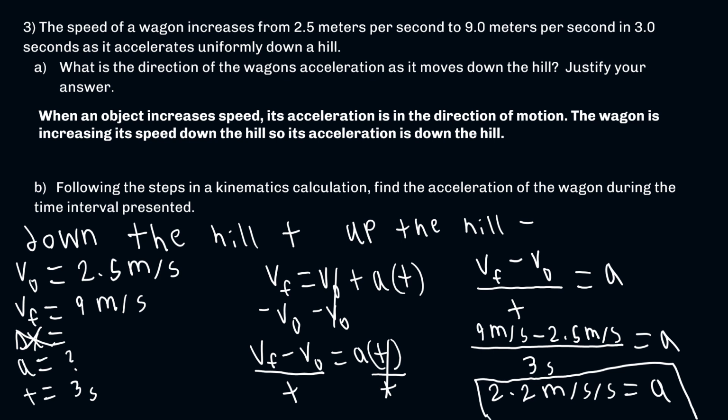Again, we made everything positive here, since going down the hill was positive. Otherwise, we would have had all negative numbers and it would have been weird. So when we plug everything in, 9 minus 2.5 over 3 should give me 2.2 meters per second per second. So it's gaining 2.2 meters per second every second of motion, or just 2.2 meters per second squared is also fine. So hope you found this explanation helpful, and see you guys in class.